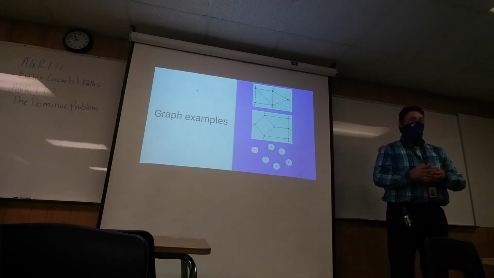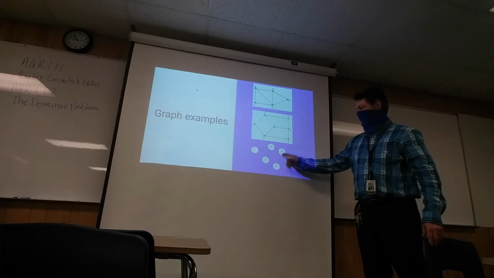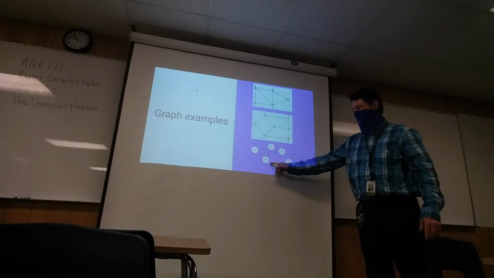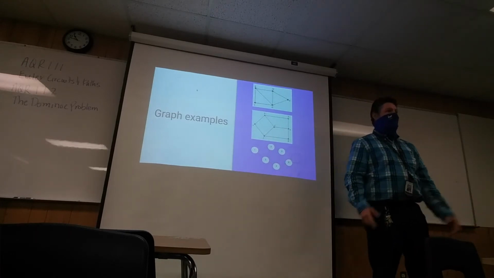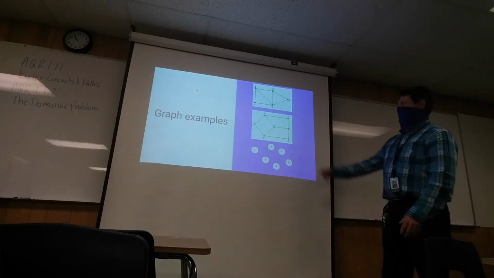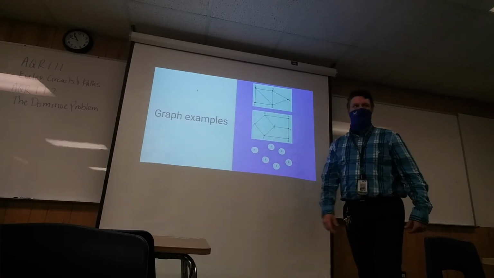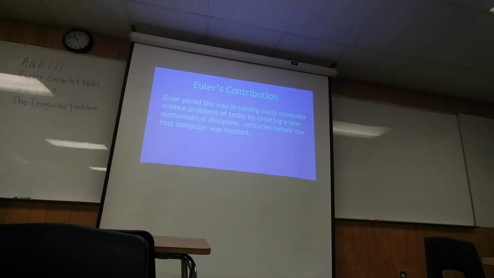So we know a circuit doesn't exist. What about a path? Let's go here, here, here, here, here, here. Oh, we missed this one. No, you're right. No pathway exists. So this has no path and no circuit, no path, no circuit, a path and no circuit. Okay? All right, here's Euler's contribution.